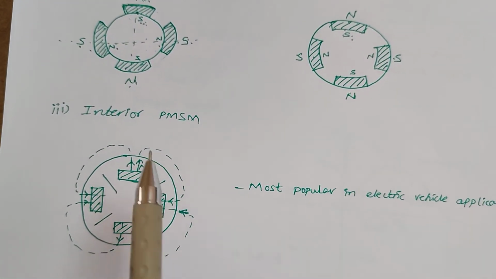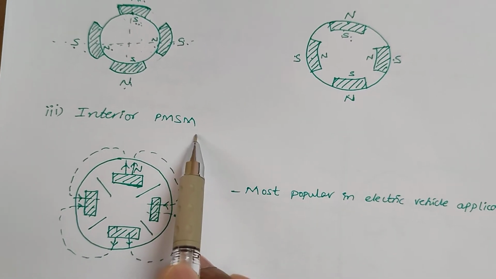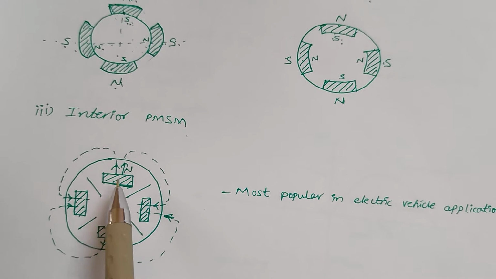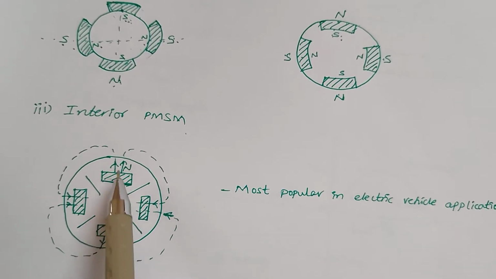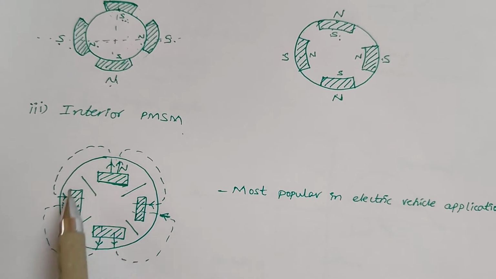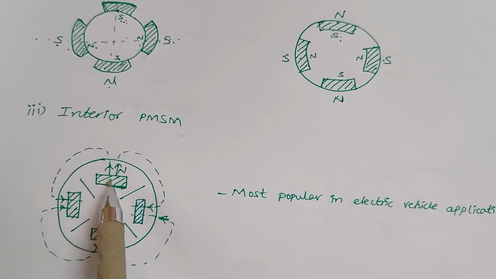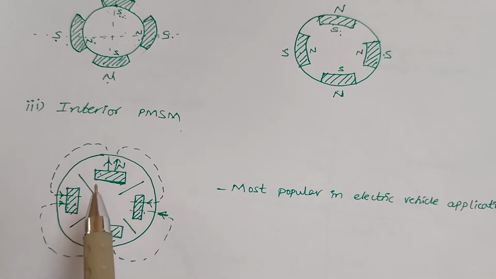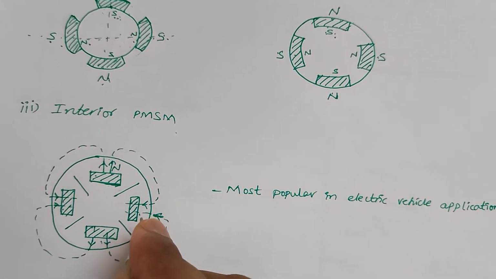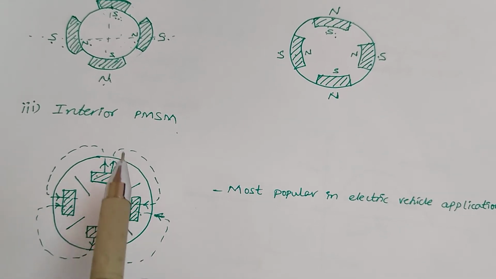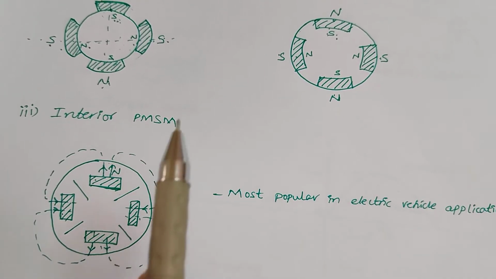The another one is the interior permanent magnet synchronous motor. In the interior permanent magnet synchronous motor, the magnets are placed a little away inside the rotor. So here again north pole, south pole, north pole, south pole magnets are placed inside the rotor. That's why it is called the interior permanent magnet synchronous motor.